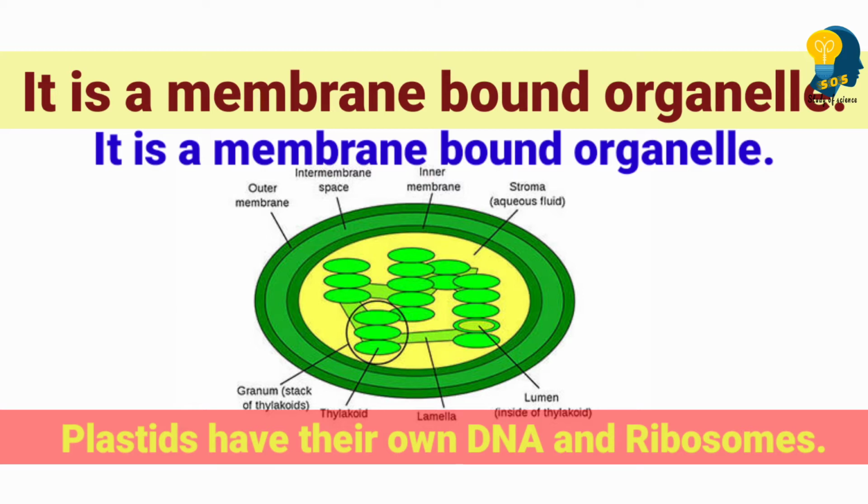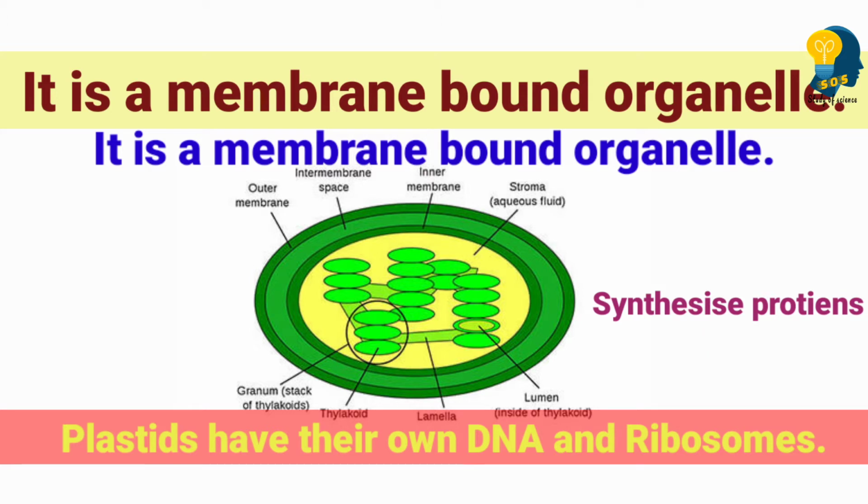Then if they have their own DNA and ribosomes, what is the role of ribosomes there? Ribosomes help in the synthesis of proteins. We have studied this in the mitochondria as well, right? Clear? The plastids have their own DNA as well as their own ribosomes.